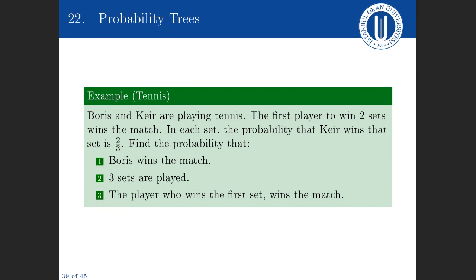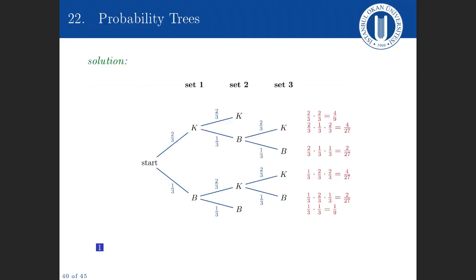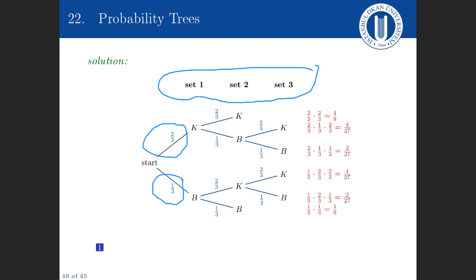The first thing to do is to draw a probability tree. We have 3 sets, and in each set, either Kia wins or Boris wins. And in each set, the probability that Kia wins is 2 over 3, and the probability that Boris wins is 1 over 3.